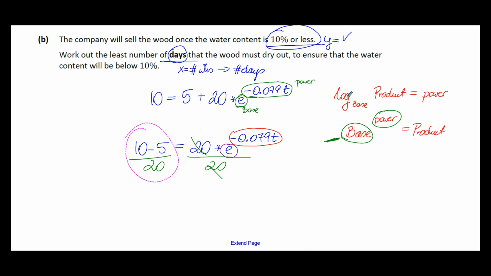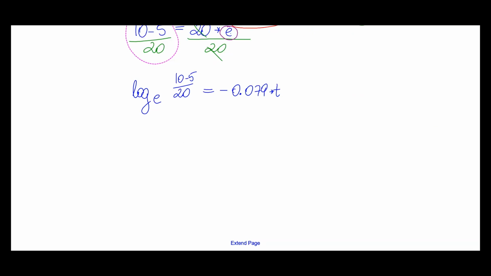So now I can apply the log. So now we are saying log with the base. What's my base? e. With the product, what's my product? Whatever that number is, equals what my power, and that's my power, minus 0.079 multiplied by t. Now I want t, not t multiplied by a number, so what do we do? How do we eliminate multiplication? By dividing, and dividing both sides of the equation.